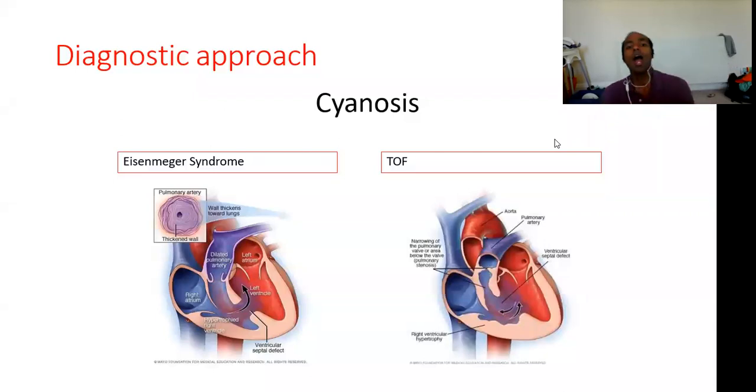Right. Now, how do you differentiate these two? Cyanosed patient, is it Eisenmenger? Is it tetralogy of Fallot? How do you make that differentiation? I have told you the answer already. What is the main thing driving Eisenmenger? It is pulmonary hypertension. So the patient will have full-blown signs of pulmonary hypertension.